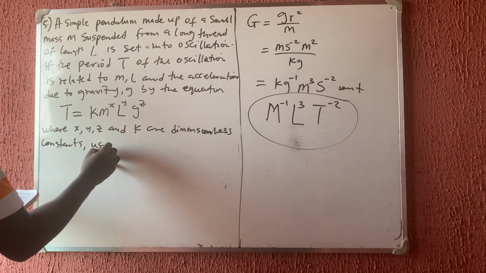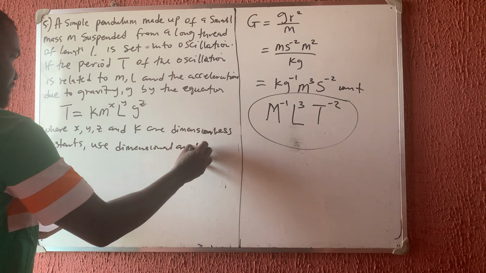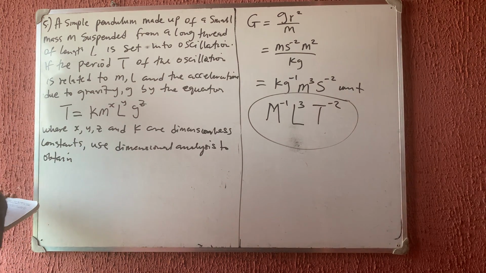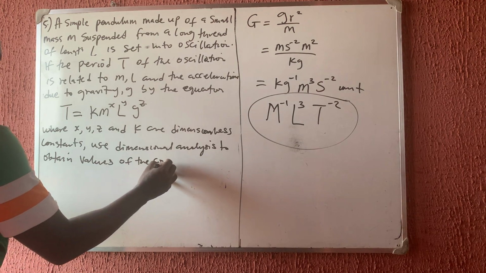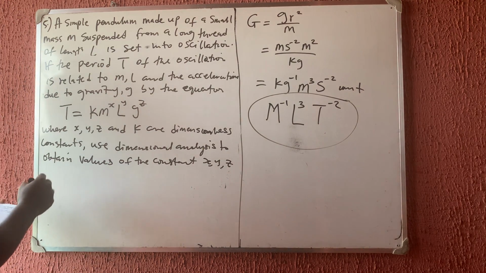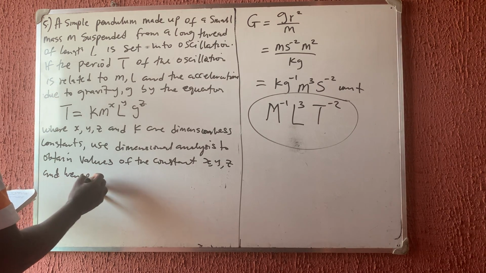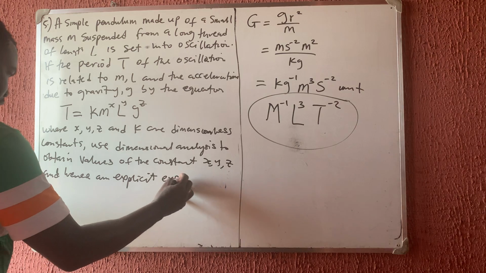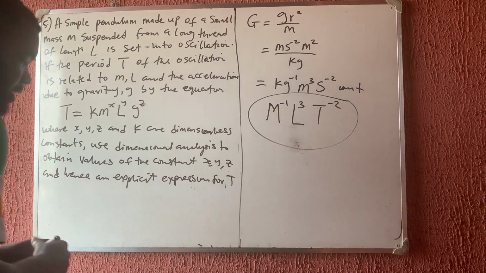Then I say use dimensional analysis to obtain values of the constants x comma y comma z, and hence an explicit expression for t. Okay, this is a very simple question.